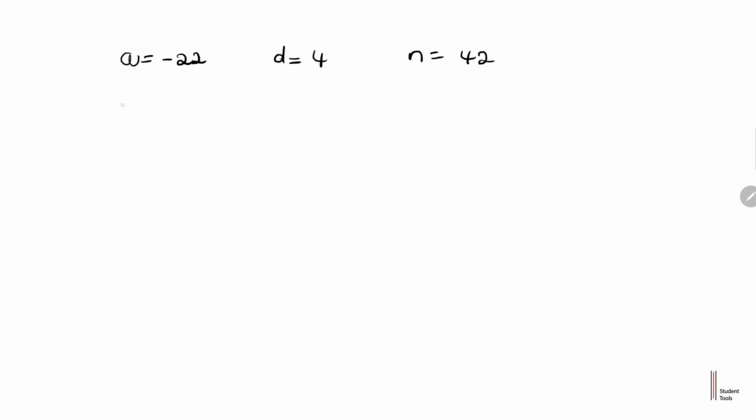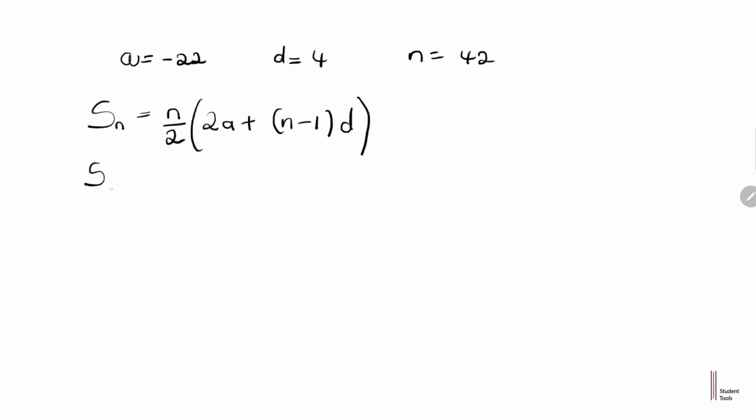So since it's an arithmetic series, we will use this formula: S_n equals n over 2 open bracket 2a plus open bracket n minus 1 close bracket multiplied by d close bracket. So this is the formula that we are going to use to find the sum of the first 42 terms of this arithmetic series. So let us do that. So we want the sum of the 42 terms equal to 42 over 2.